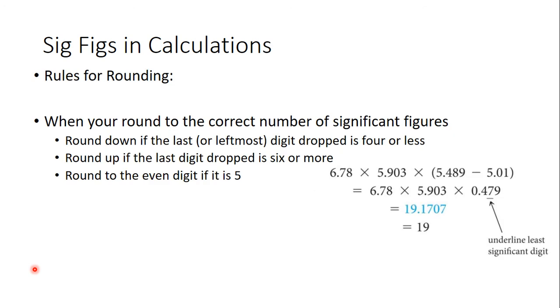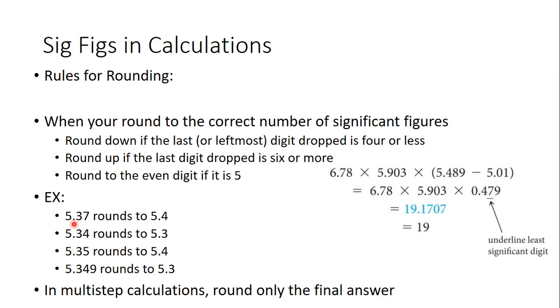So how about rounding? Like I said, sig figs should be your last step, so you need to round. Here are the rules we have for rounding. If our last digit is 4 or less, you round down. If it's 6 or more, you round up. And if you have a 5, just round to the even number.